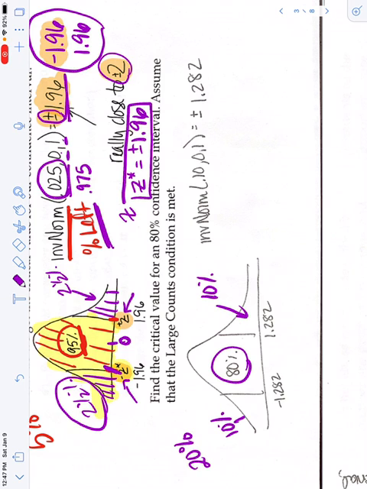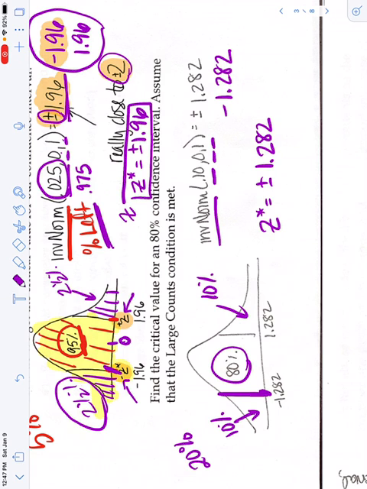And again, when you know the percentage of area, you're going to inverse norm. So I'm doing percent to the left. So I'm going to find that cutoff point right there. So 10%, again, always a 0 and a 1 for Z's. And that's going to give me a negative 1.282. And so then you're going to write Z star equals plus or minus 1.282. So that is your Z star if you want to be 80% confident.